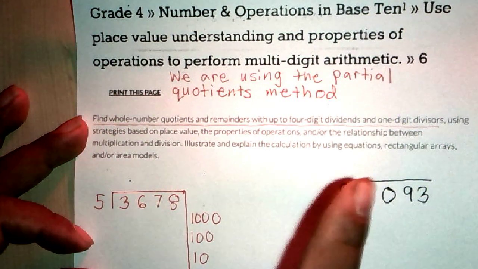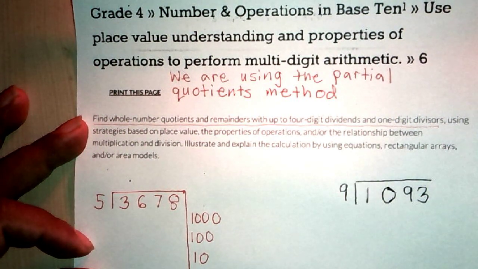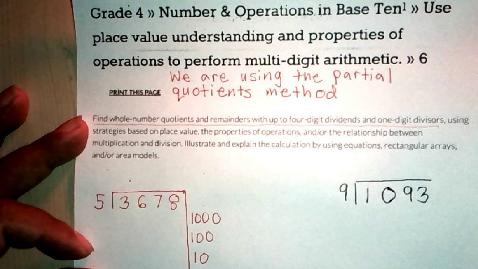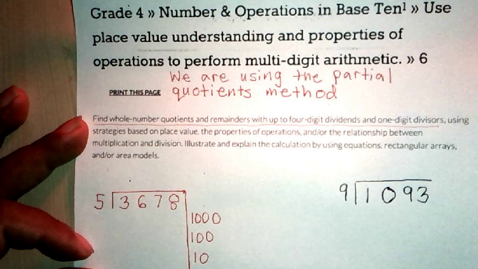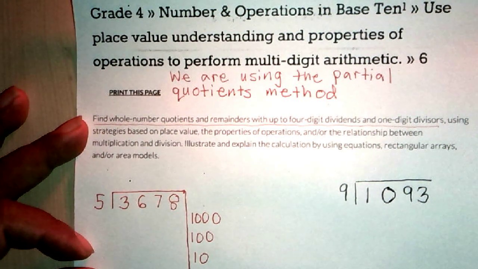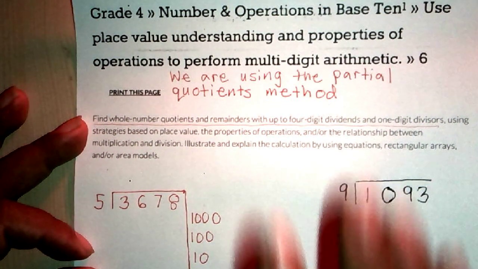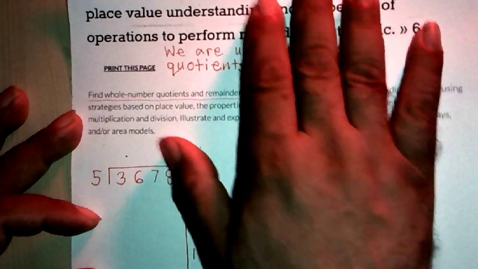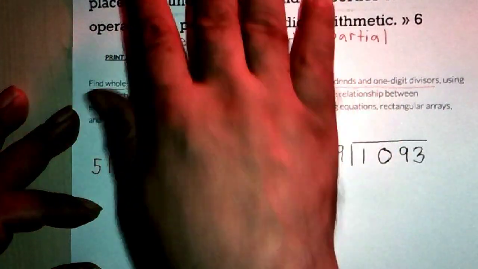What we're doing is called partial quotients. I've seen it done multiple ways, but this just happens to be the way that I do it. In my opinion, as long as you get the correct quotient, the correct answer, and it works every time, you should be fine.